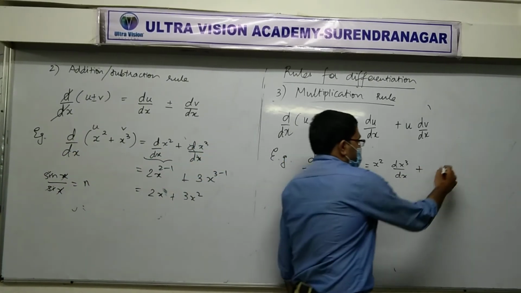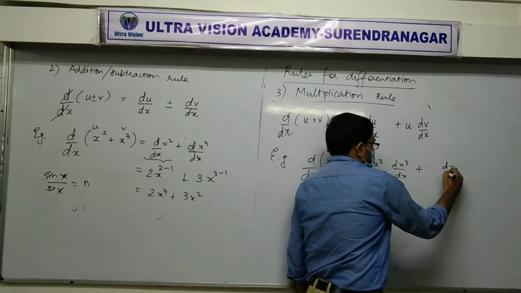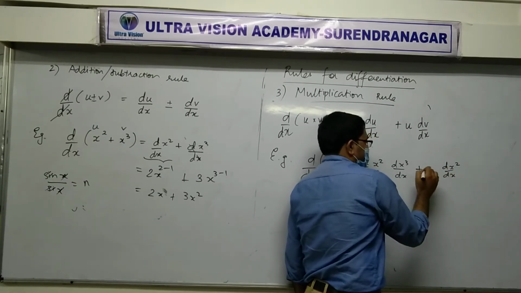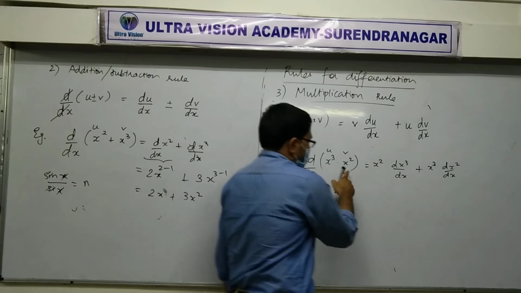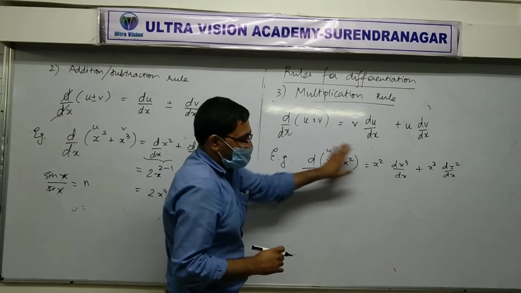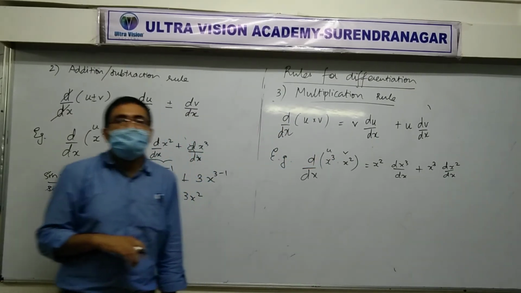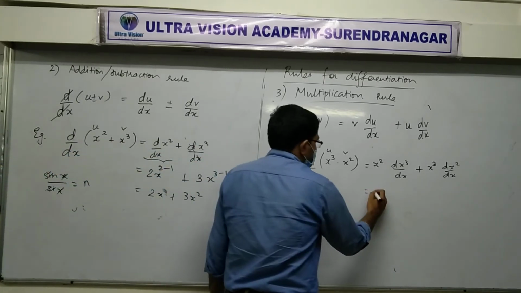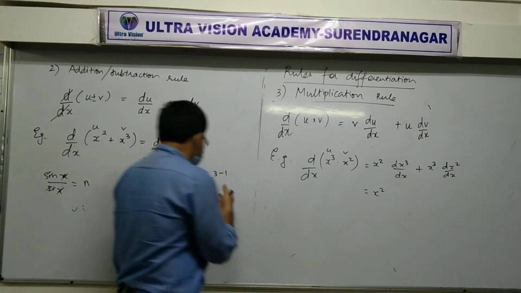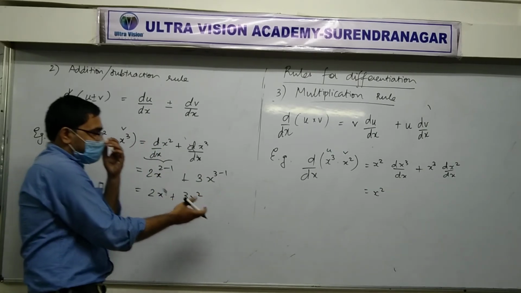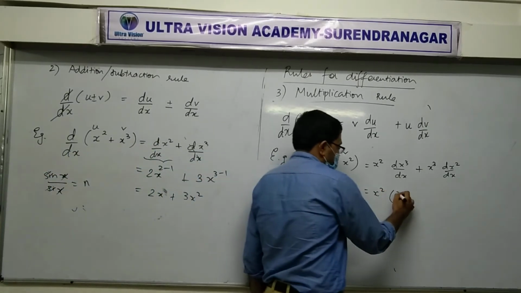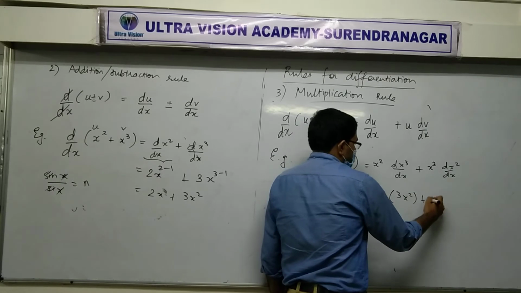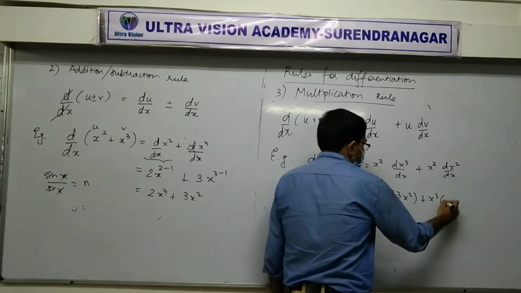Now d by dx of x square, and then x cube, just like that. Take this part there. That's how you do it. See what we get here now. This is x squared, and dx cube by dx, we have just done it here, is 3x squared. Yes or no? Yes. Plus x cube times dx square by dx, 2x.